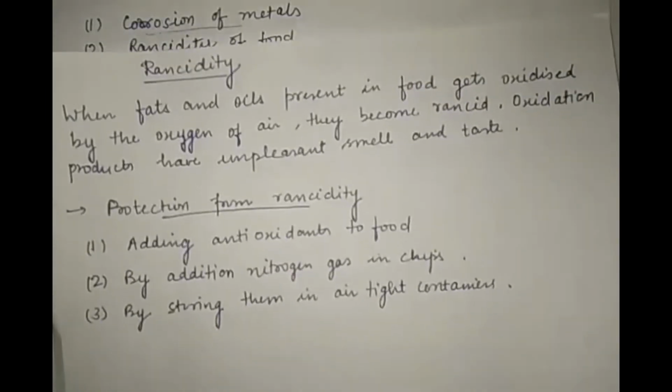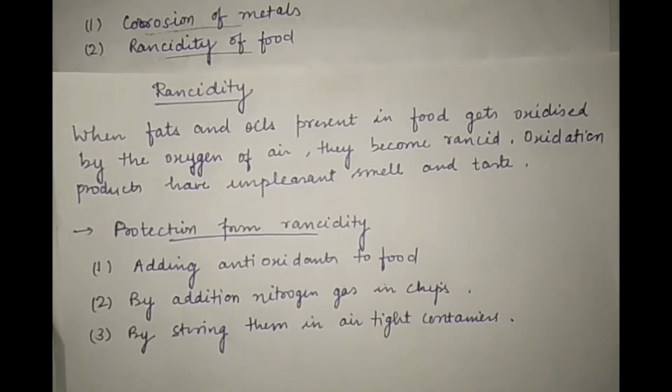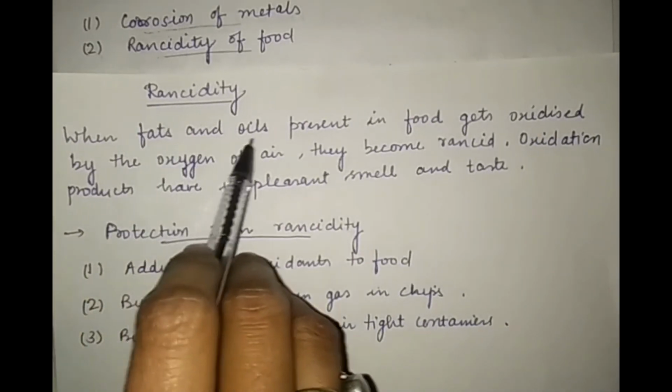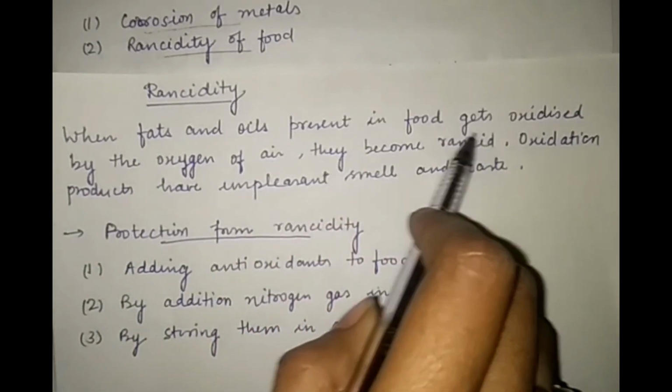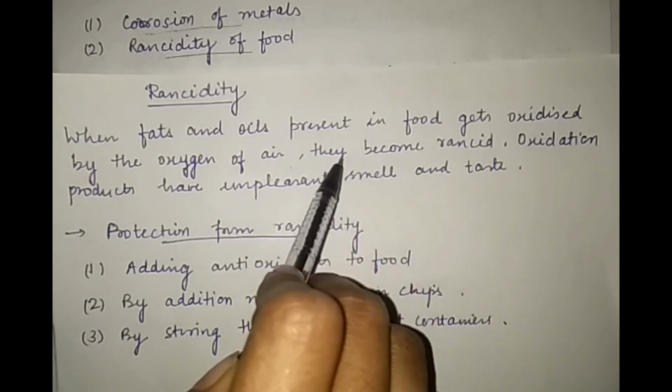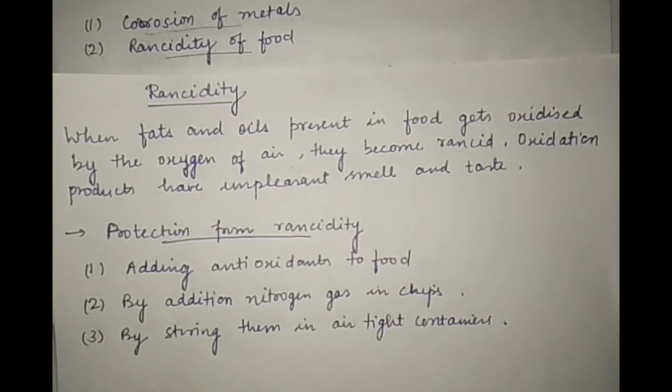The next topic is rancidity. The effect of oxidation leads to the rancidity of food. So what is rancidity? When fats and oils present in the food get oxidized by the oxygen of air, they become rancid. So whenever the fats and oils present in the food get oxidized, they have an unpleasant smell and taste, and then we can say that they become rancid.